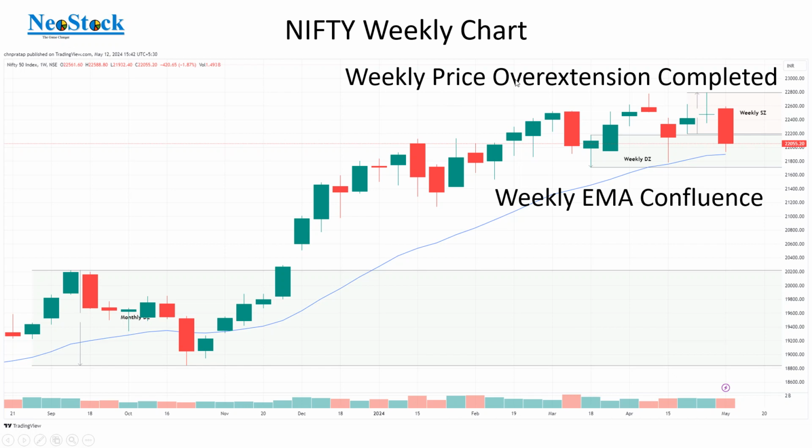And also we know that weekly price over extension is already completed. There is no overextension. So I am thinking currently Nifty is moving in a sideways as per pivot high and lows based. But zone violation is still supporting uptrend. Supply demand zone violation.